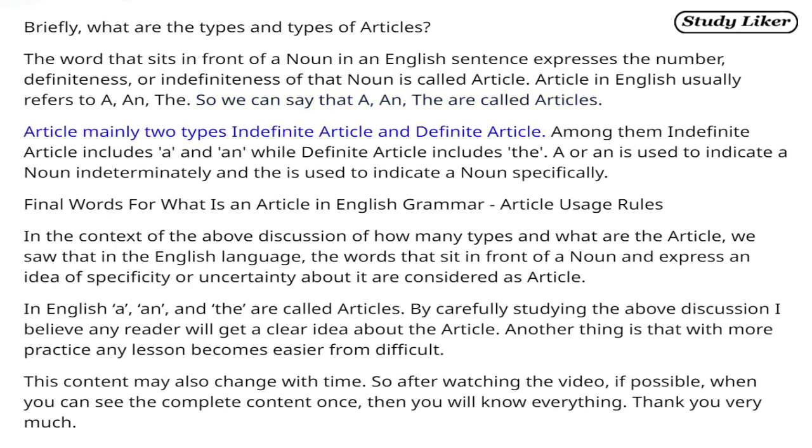Articles are mainly of two types: indefinite article and definite article. Among them, the indefinite article includes a and an, while the definite article includes the. A or an is used to indicate a noun indeterminately and the is used to indicate a noun specifically. Final words for what is an article in English grammar: article usage rules. In the above discussion of how many types of articles there are, we saw that in the English language, the words that sit in front of a noun and express an idea of specificity or uncertainty about it are considered articles. In English a, an, and the are called articles.